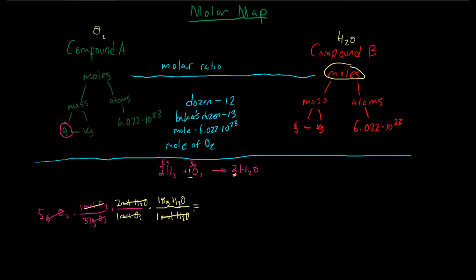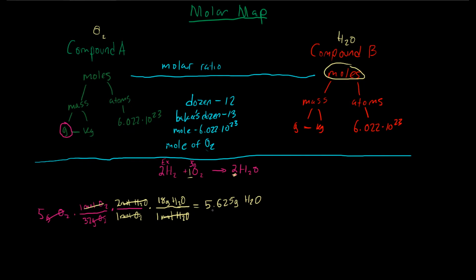And then we're going to evaluate this in total. When I use my calculator here, 5 times 2 times 18, divided by 32, we get 5.625. So let me write that down here. 5.625 grams of H2O. And so what this is saying is that after all of this reaction occurs and we put in 5 grams of O2, it's going to produce 5.625 grams of H2O.